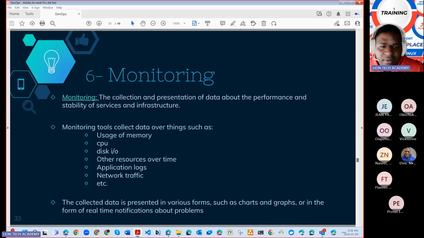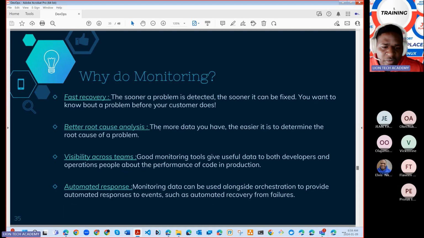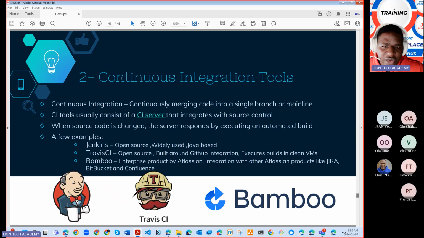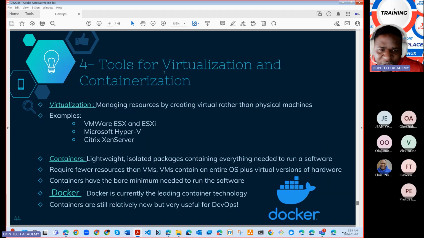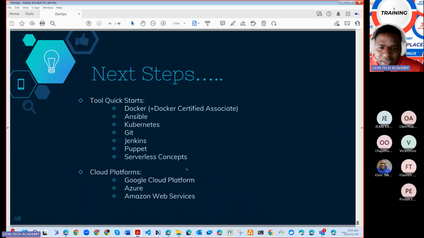I think let's end here for today. We won't have much time, but tomorrow we're going to conclude this introduction, and it's going to serve us. So these are the tools, right? You see that continuous integration tools: we have Jenkins, we have Travis, Bamboo. Config tools: we have Ansible. Historic already, right? And then tools for virtualization and containerization: we have Docker. Tools for monitoring, we have all of that. All right, and so on and so forth.